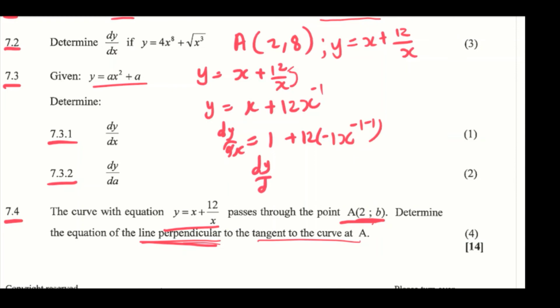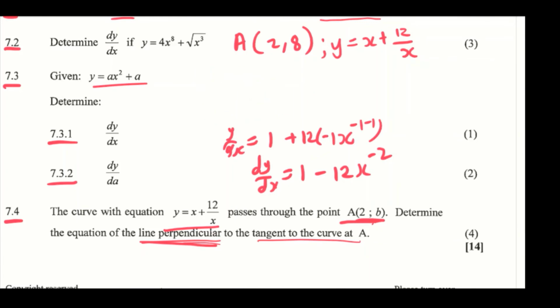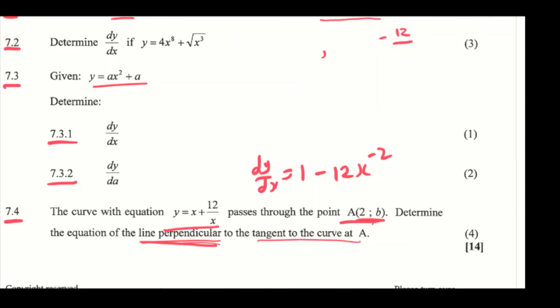So dy/dx is equal to 1 minus 12x to the power of minus 2, like that. So that is the derivative of this expression here. And what we need to note is that for this derivative, the x value of the tangent is the point A actually. So let me just write it nicely.